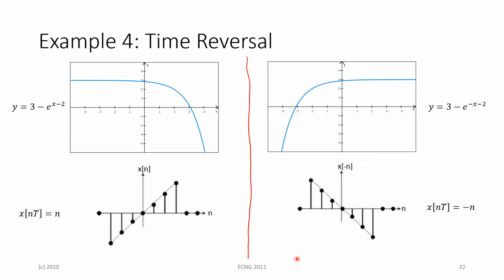So in short, time reversal means that whatever was on the left hand side of the signal now becomes the right hand side of the signal, and the right hand side of the signal becomes the left hand side. It's basically just a horizontal reflection.